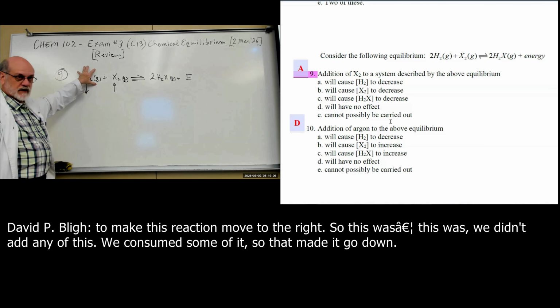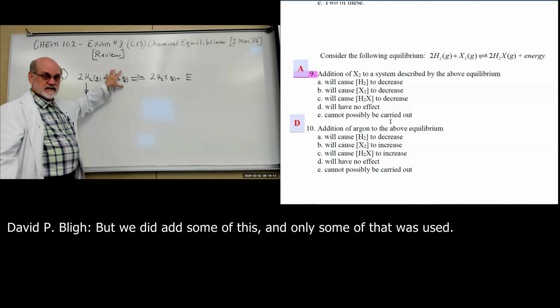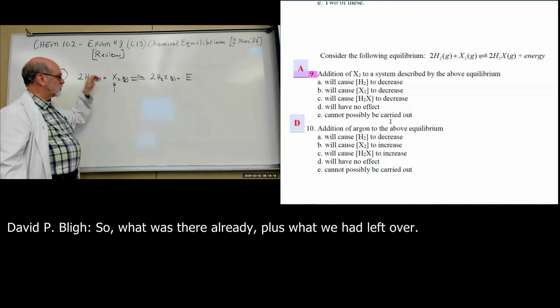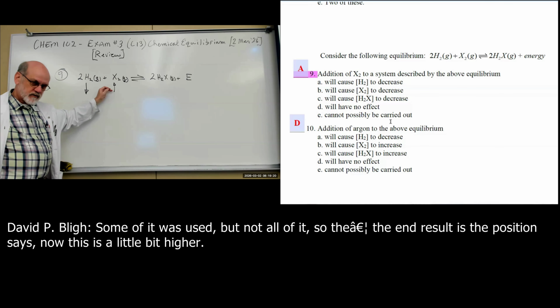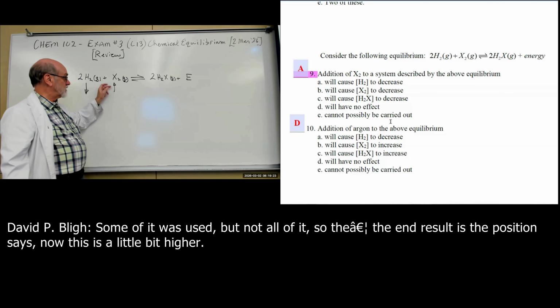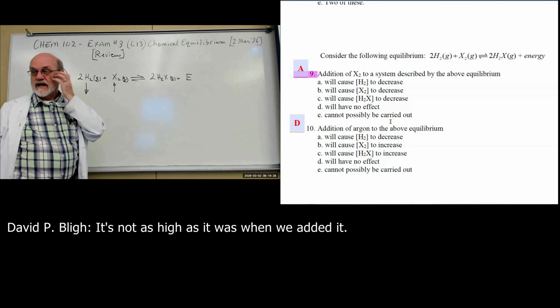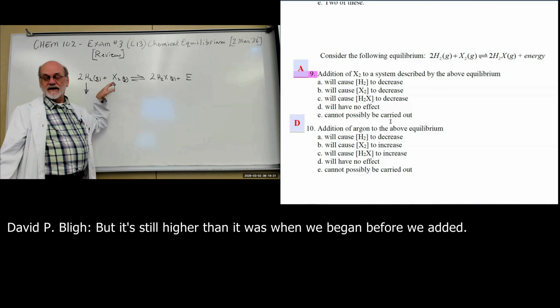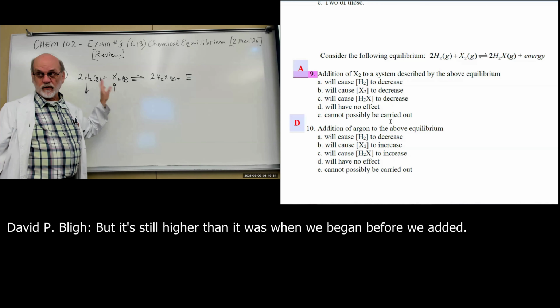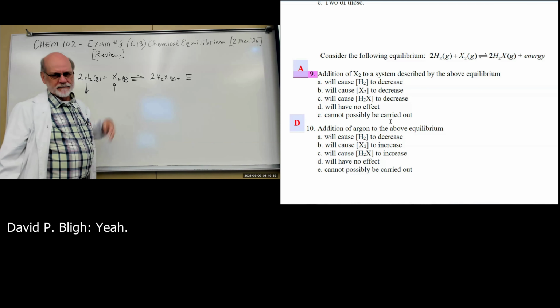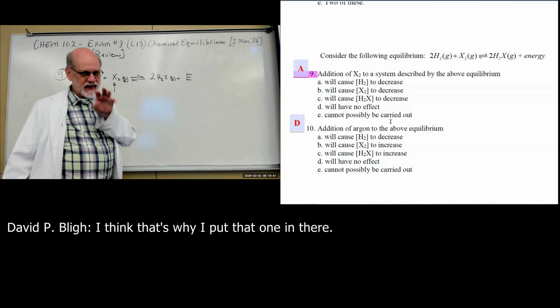So we didn't add any of this. We consumed some of it. So that made it go down. But we did add some of this, and only some of that was used. So what was there already, plus what we had left over, some of it was used, but not all of it. So the end result is the position is now a little bit higher. It's not as high as it was when we added it, but it's still higher than it was when we began before we added. See what I'm getting at? It's a different position. Yeah. I think that's why I put that one in there.